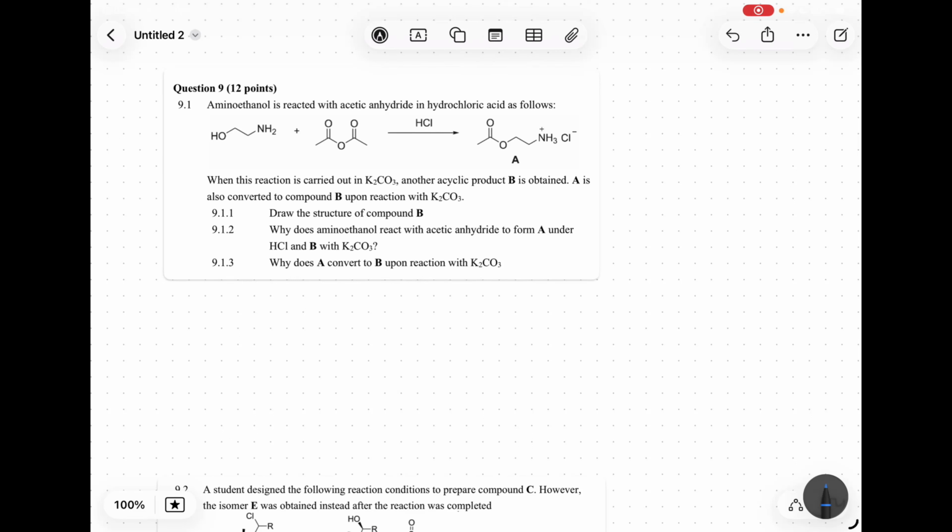Hi everyone, as promised, I'll be going through question 9 of the 2016 China Chemistry Olympiad paper.